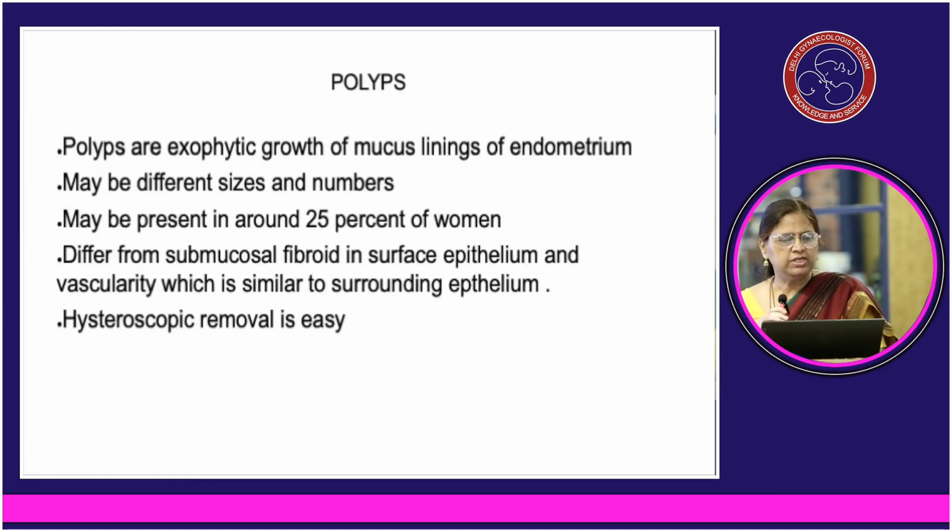So one by one we will discuss. The polyp is an exophytic growth of the mucus lining of the endometrium, and polyps may differ in shape and size. They may be present in around 25% of women, and they differ from submucosal fibroids in surface epithelium and vascularity, which is similar to the surrounding endometrium. And hysteroscopic removal is very easy.